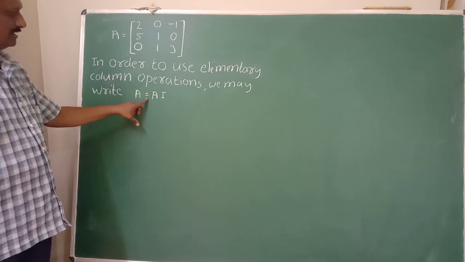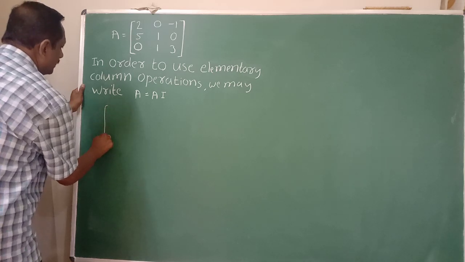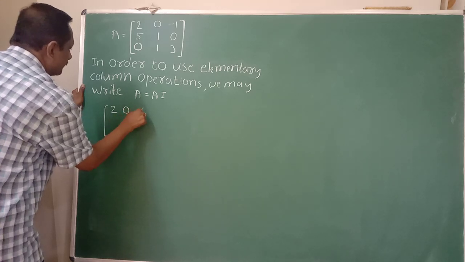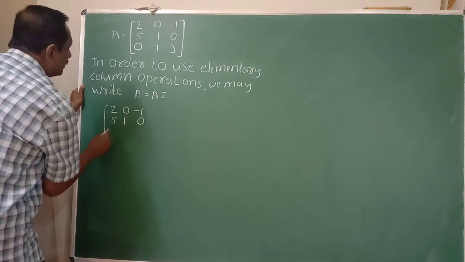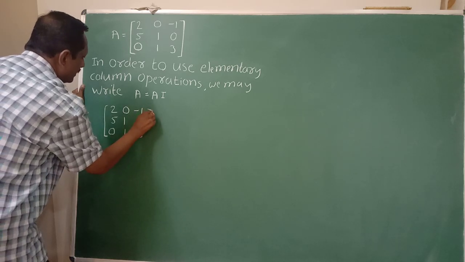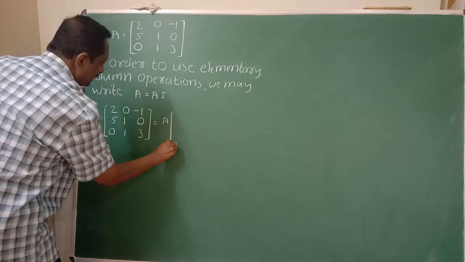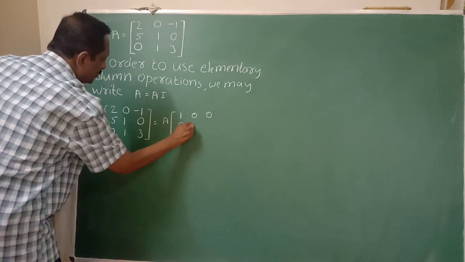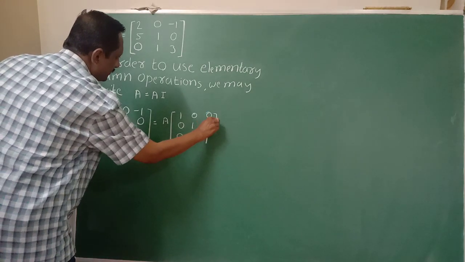In that case, you write the equation A is equal to A into I here. A is the given matrix here. So 2, 0, minus 1 here. Then 5, 1, 0. Then 0, next 1 and 3 here. Okay. And this is equal to A into I, where I is the identity matrix here. So 1, 0 and 0 here. 0, 1, 0, 0, 0 and 1 here. Okay.